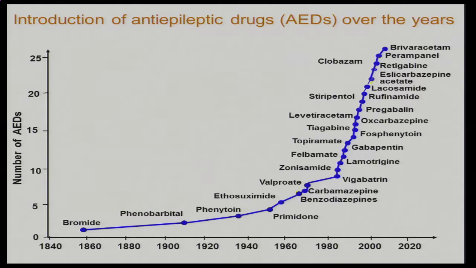And some of these are still available, including valproate or valproic acid, carbamazepine, benzodiazepine, ethosuximide, primidone, and phenytoin. But there's been an explosion in terms of the development of new agents since the mid-80s. And there are many other drugs in the pipeline. From the mid-80s to today, over 20 anti-epileptic drugs have been developed and introduced into the market, and there are many more in the pipeline. So the options for patients with epilepsy in terms of anti-epileptic drugs have never been so wide.